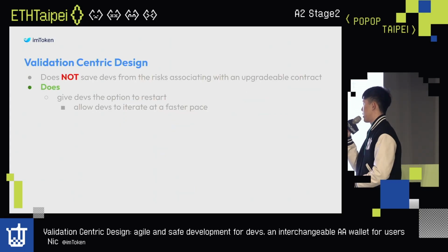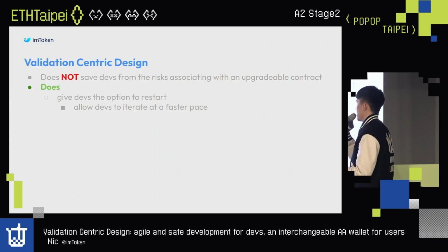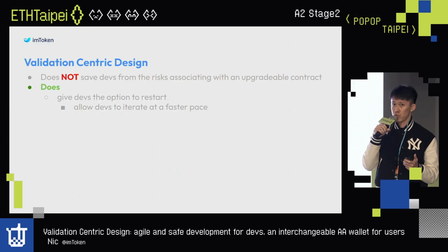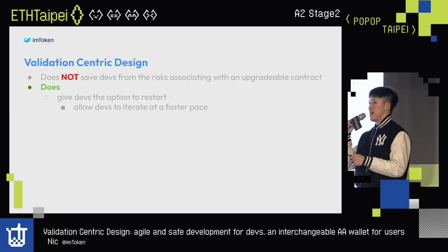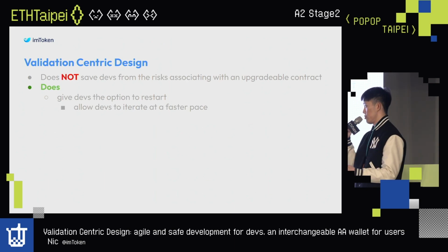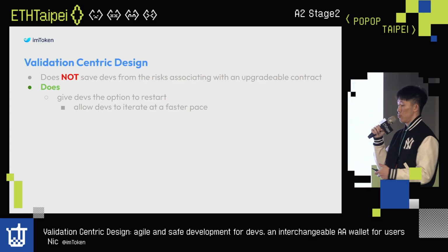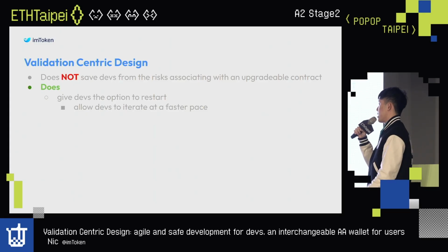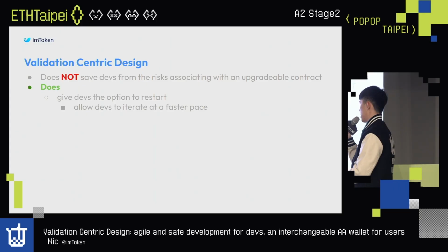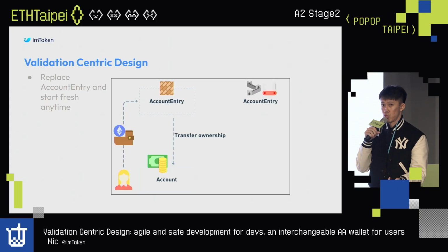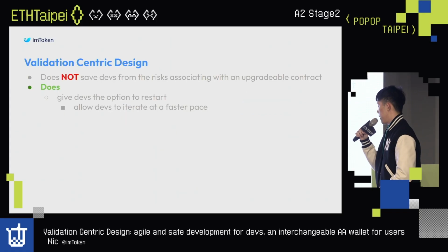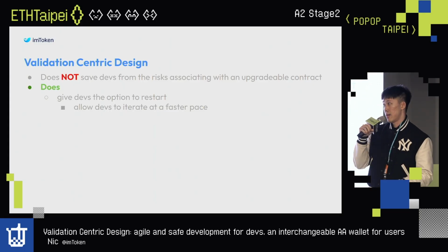Now, I still have to clarify what the validation-centric design does not do: it does not save you from the risks associated with upgradable contracts. Whenever you design your account entry contract to be an upgradable contract, you are still carrying the risk of upgradable contracts. You might still run into the same exploit like the Ronin bridge contract. But what it does is give the devs the option to restart, just like the picture here shows. You can simply switch to a different account entry contract.